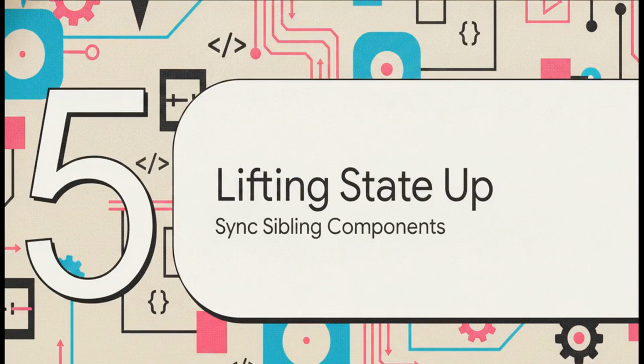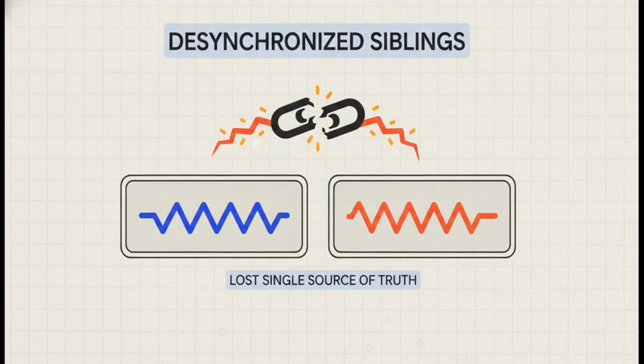Section 5, lifting state up. For the climax of this explainer, we really need to look at the components ecosystem. What actually happens when multiple components need to talk to each other? Picture this. You have two sibling text input components, input A and input B, and they both need to display and modify the exact same text.